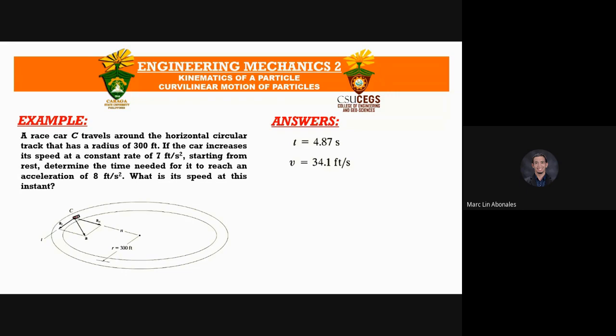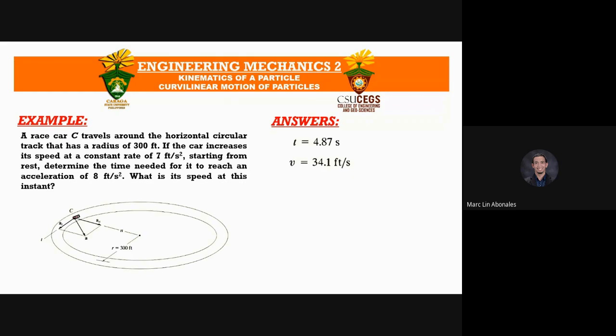So to find the time needed for it to reach an acceleration of 8 feet per second squared, and also what its speed is at the instant it reaches 8 feet per second squared. So the time is 4.87 seconds and the velocity is 34.1 feet per second.